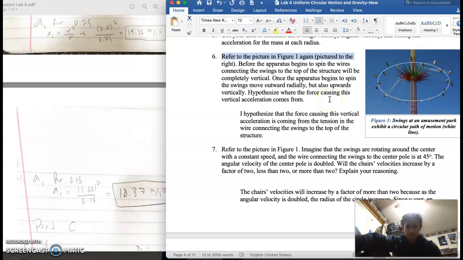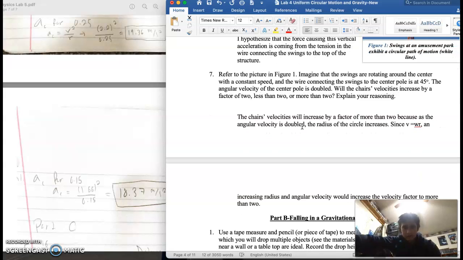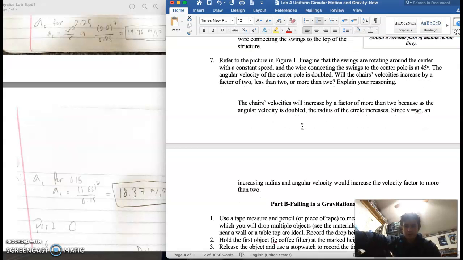Hypothesize that the force causing this vertical acceleration in the swings at an amusement park is the tension in the wire that connects the swings to the top of the structure, and the chain's velocities will increase by a factor of more than 2 because if the angular velocity is doubled, the radius of the circle increases. So with an increasing radius and angular speed, the velocity factor would double, so it would be more than 2.